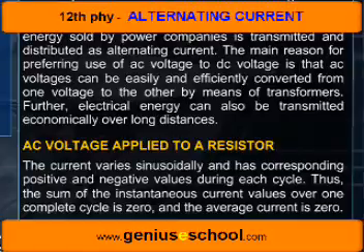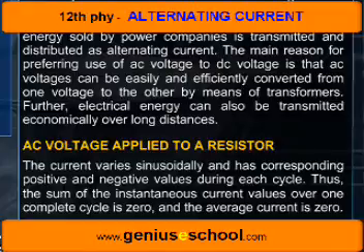The main reason for preferring AC voltage to DC voltage is that AC voltages can be easily and efficiently converted from one voltage to the other by means of transformers. Further, electrical energy can also be transmitted economically over long distances.